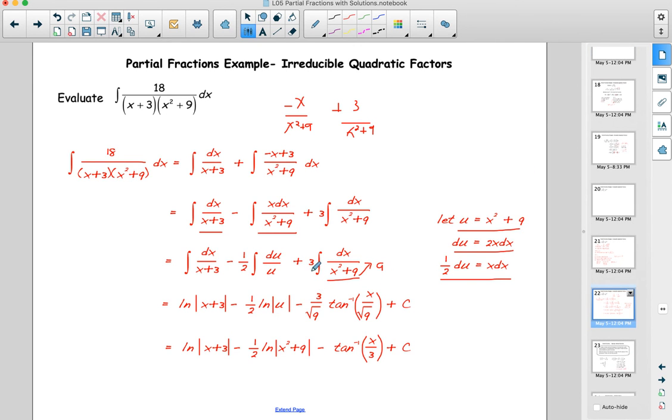So the 3 is coming from here, so it's 1 over root a being 9. 1 over root a, the arctan of x over the square root of a being 9. This becomes 3 over 3, which is 1. So minus the arctan of x over 3 plus c. And that was how that one laid out.